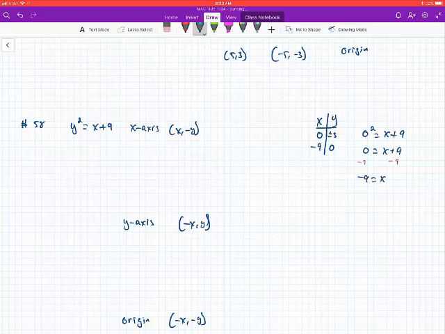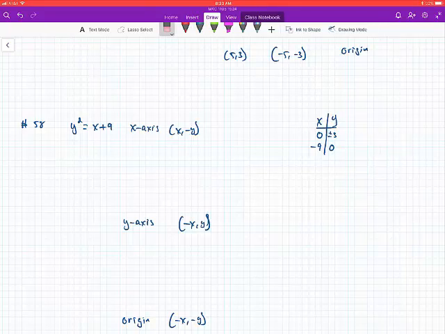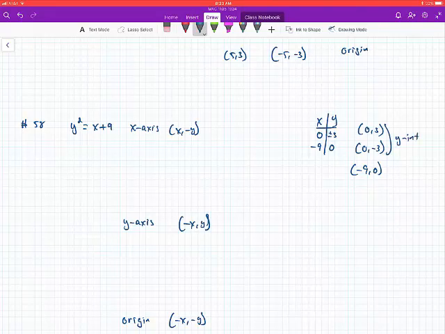And so my intercepts for this particular equation are the following. I'm going to list them all individually. So (0, 3), (0, -3), and (-9, 0). And those are my x and y intercepts. These are my y intercepts, and this is my x intercept.